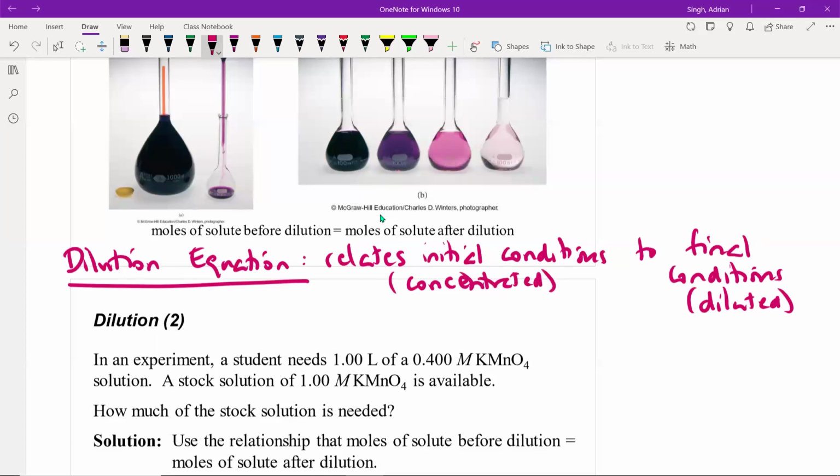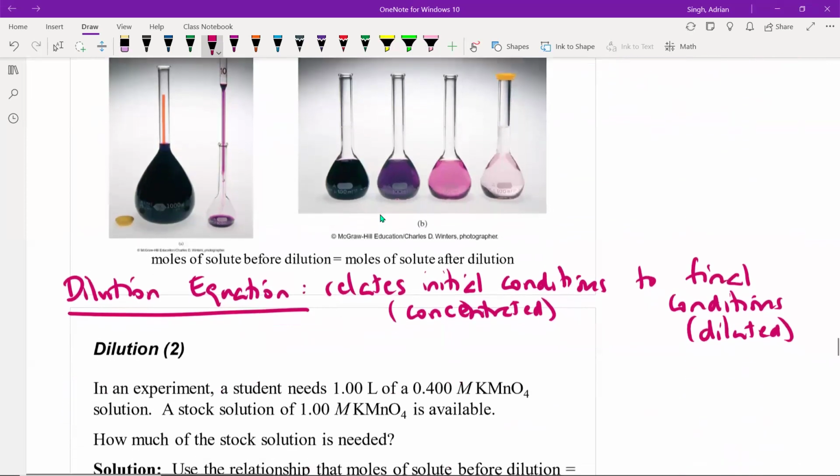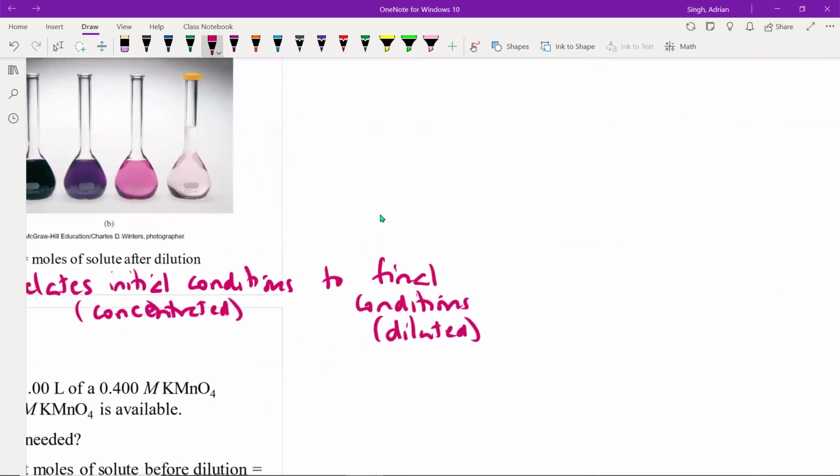So the concentrated solution that we start with is often called a stock solution. Okay, and this is really how solutions are made in the laboratory, for example. We make a stock solution that is very concentrated, and then we can dilute that however we want to make solutions of different lower concentrations, depending on what is needed. So this dilution equation relates initial conditions to final conditions, and we can apply this to any concentration unit. It doesn't have to be just molarity.